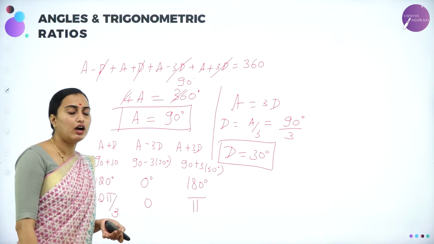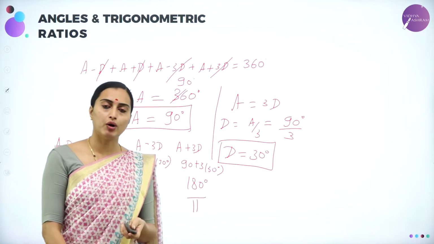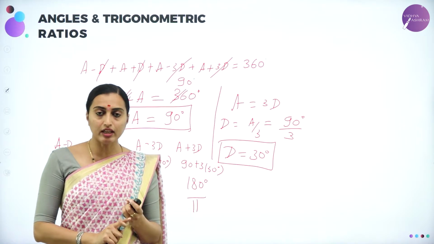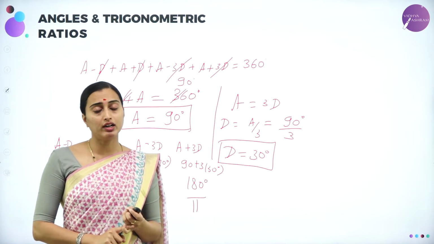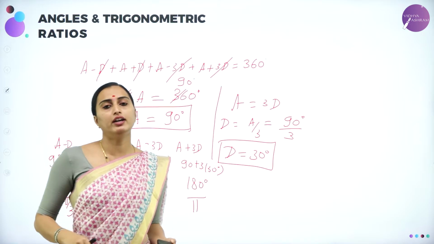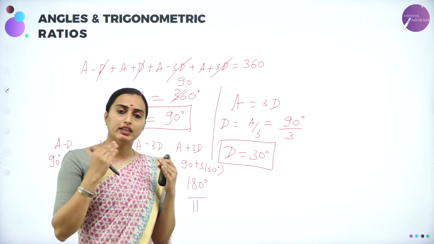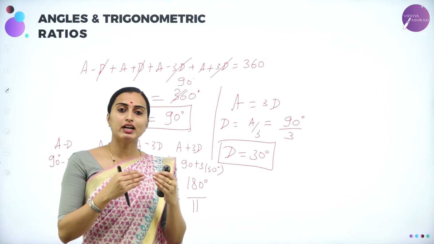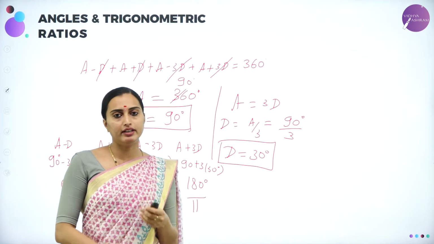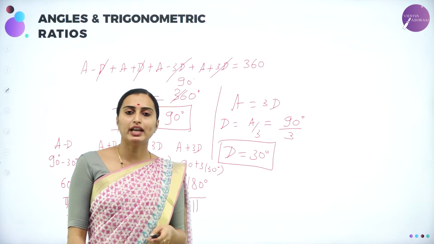That's it, dears. I hope you got how to solve this problem. First find A and D by the conditions of the quadrilateral that they have given, and then find out A minus D, A plus D, A minus 3D, A plus 3D, and then convert into radians. Understood? We'll move on to the next one, dears.